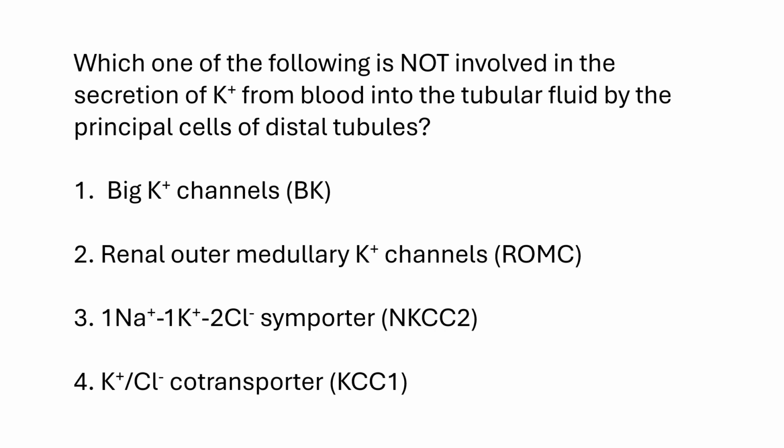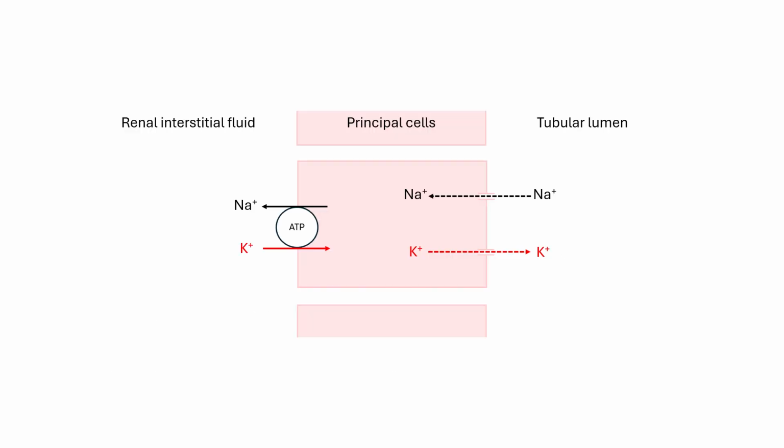Today's question is, which one of the following is not involved in the secretion of potassium from blood into the tubular fluid by the principal cells of distal tubules? First, let's understand the process that has been asked in this question.